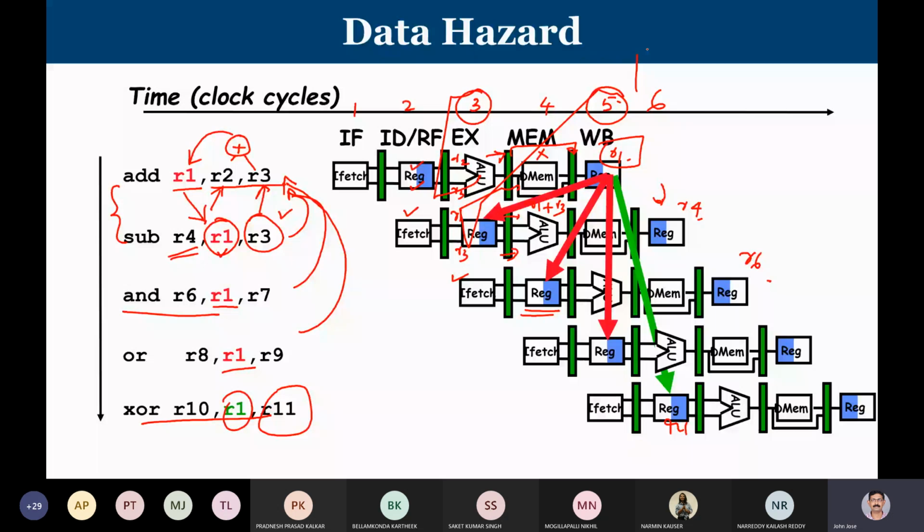So the value that is read by the sub instruction and an OR instruction is going to be wrong data of R1. Even though I read from R1, that is not what I want. So this scenario is known as data hazard. If I continue my execution without addressing this, it leads to an incorrect result.